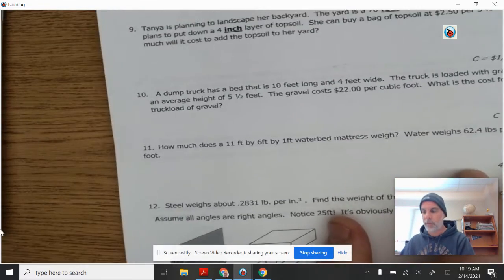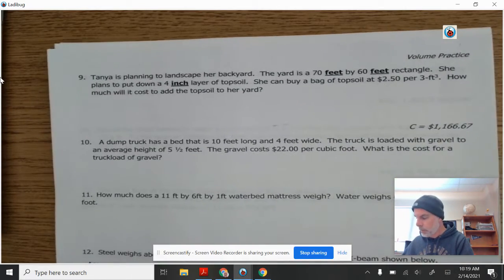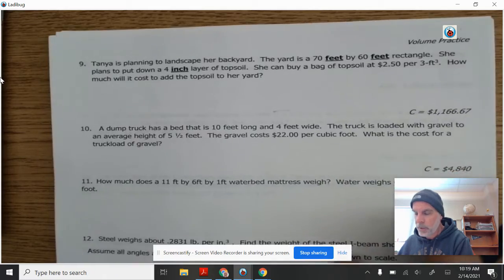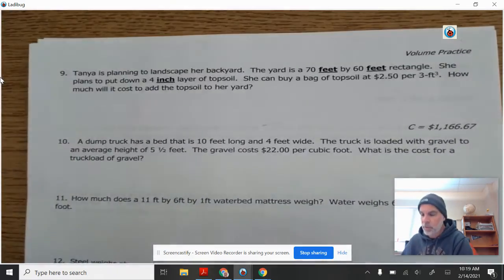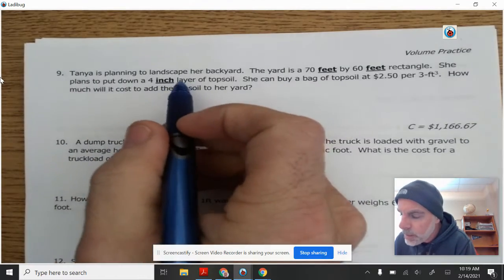Let's do some more volume practice right here. I'm on page 19. You're going to have to read and get into these situations. All right, they're very doable. This is one about landscaping your yard.